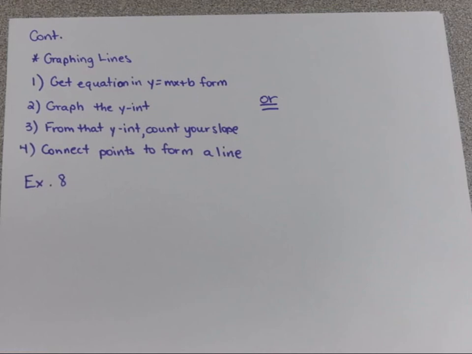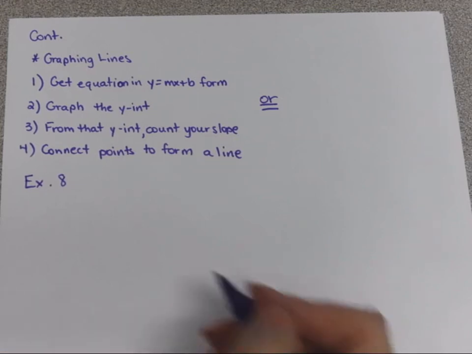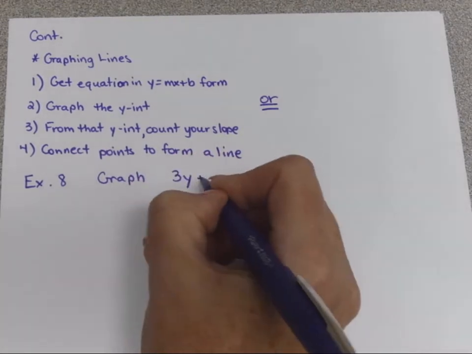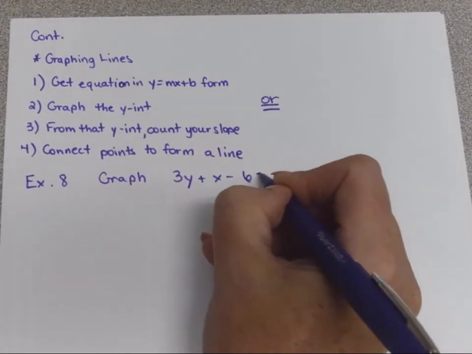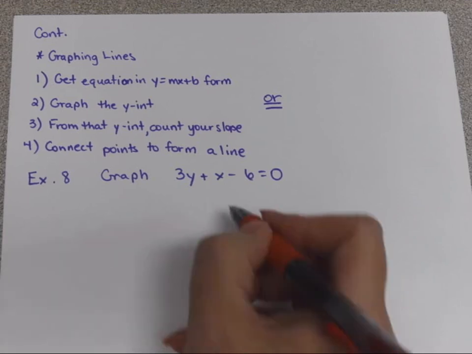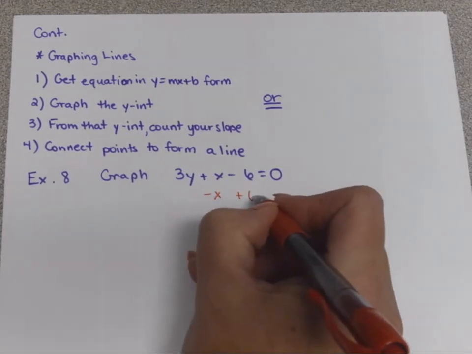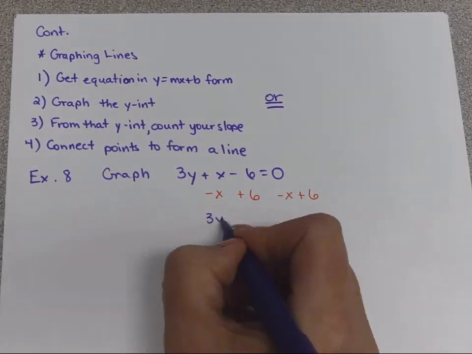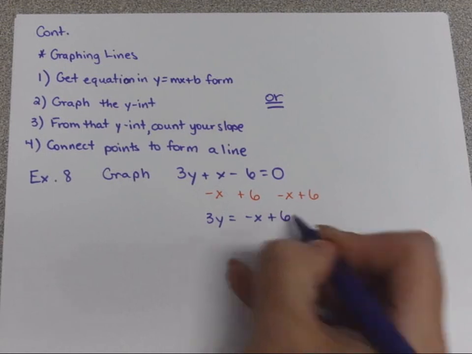Okay, so first let's graph this equation: 3y plus x minus 6 equals 0. Notice this is not in y equals mx plus b format. So we want to get it to look like y equals mx plus b. Even if you're going to use your calculator, you need it to look like that. So the first thing I'm going to do is move these terms over. So we get 3y equals negative x plus 6.